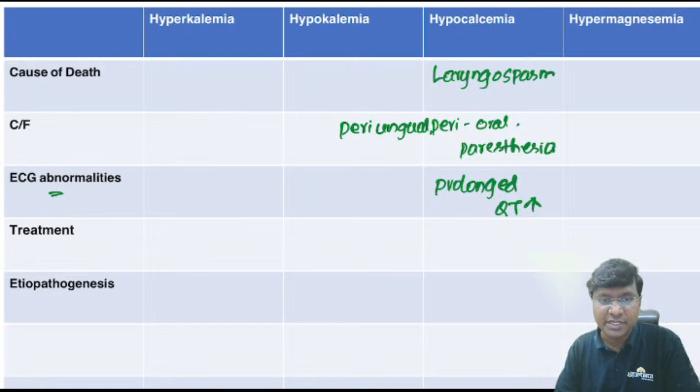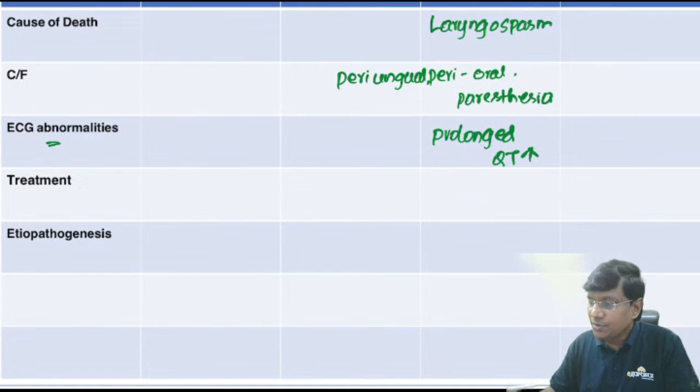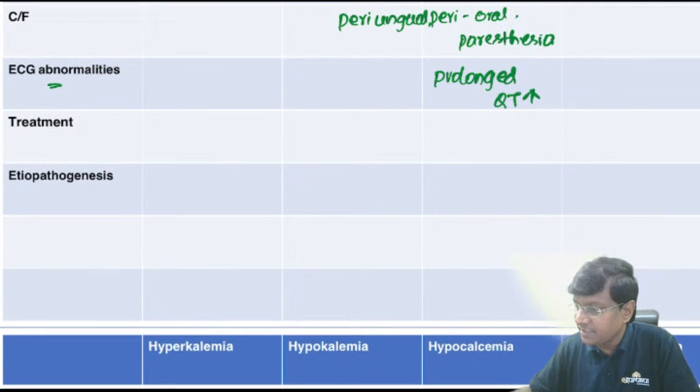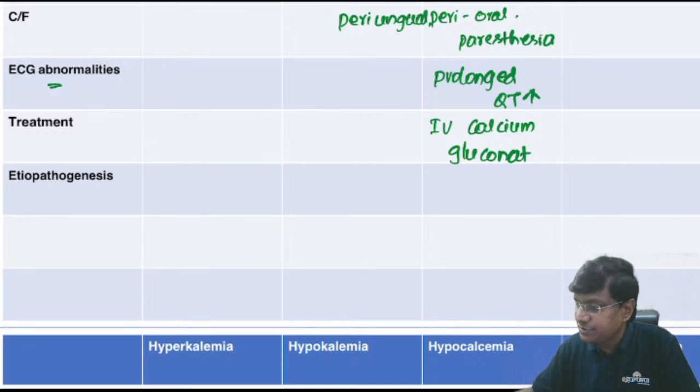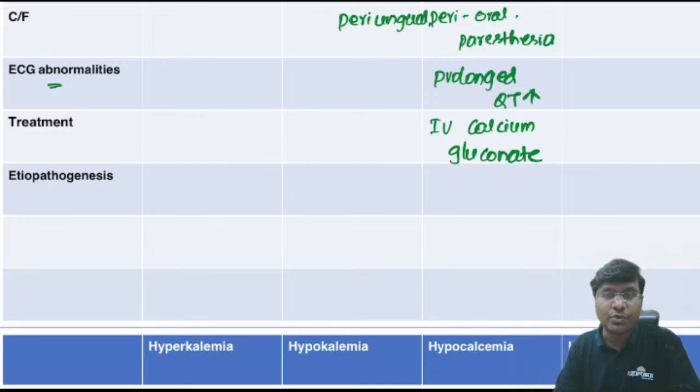It will be more than 440 milliseconds. Then how do you treat these patients with hypocalcemia? Treatment of hypocalcemia is that you need to give intravenous calcium gluconate. And once the individual is stabilized, then you can give oral vitamin D as well as oral calcium gluconate.